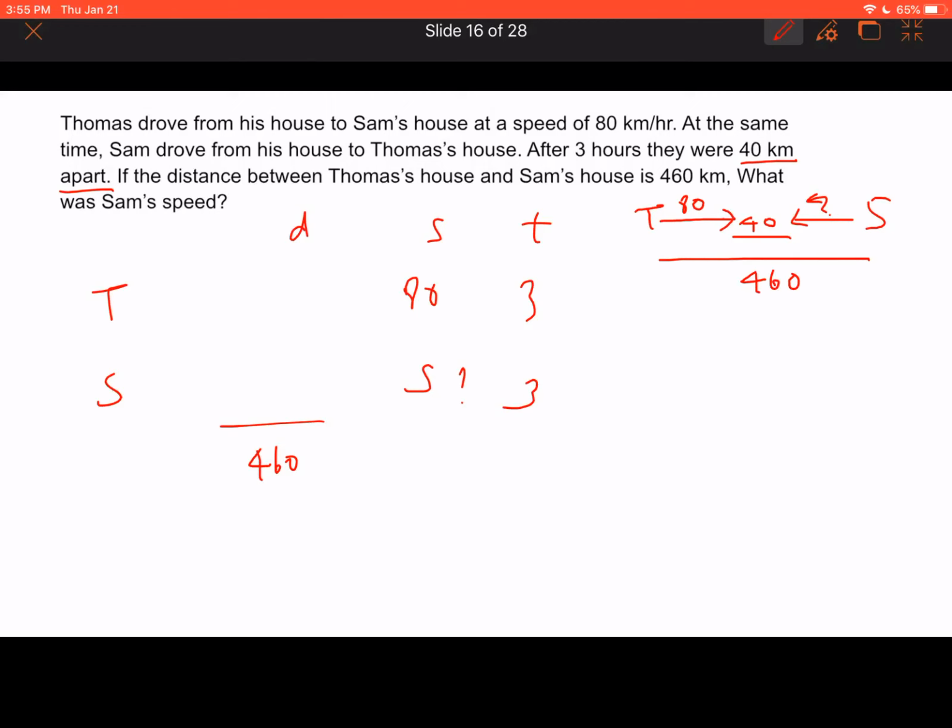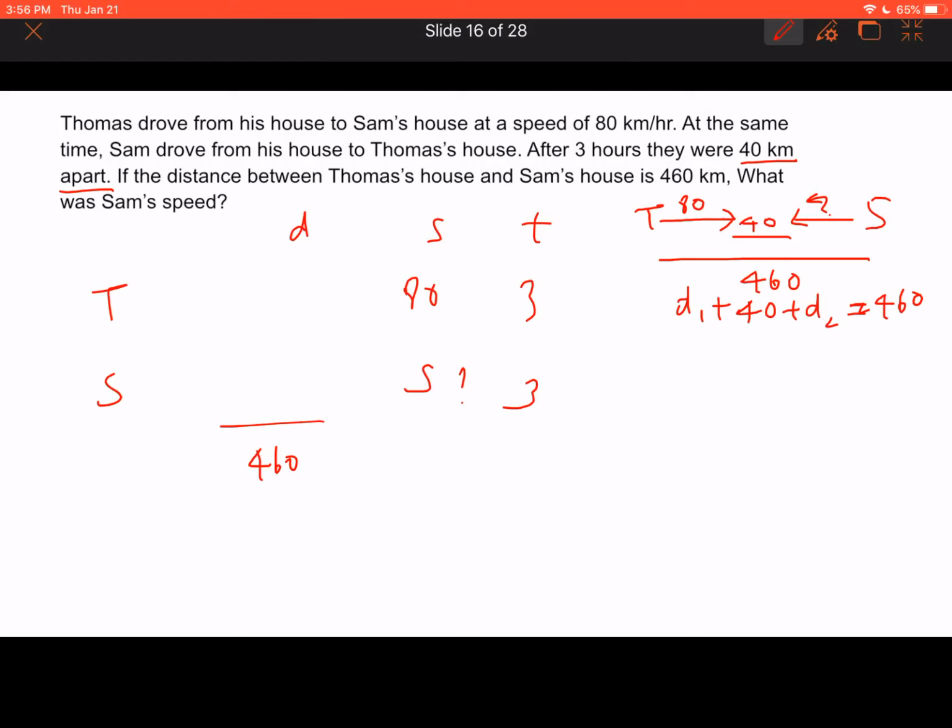That means D1 plus D2 is not 460. D1 plus 40 plus D2 is equal to 460, which is very, very important in this problem. We have to concentrate. Normally they say after 3 hours they meet each other, so that means they have traveled the complete distance, right? So D1 plus D2 is equal to the total distance. But here after 3 hours they are still 40 kilometers apart from each other. So we have to add that 40 kilometers to the distance, then only it will be the total distance. After this it is easy.